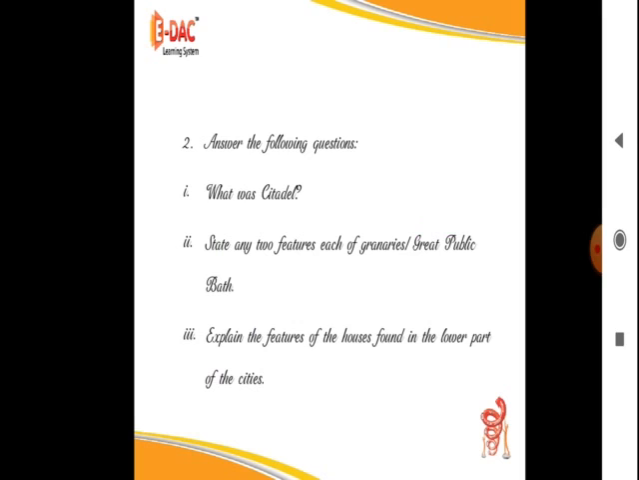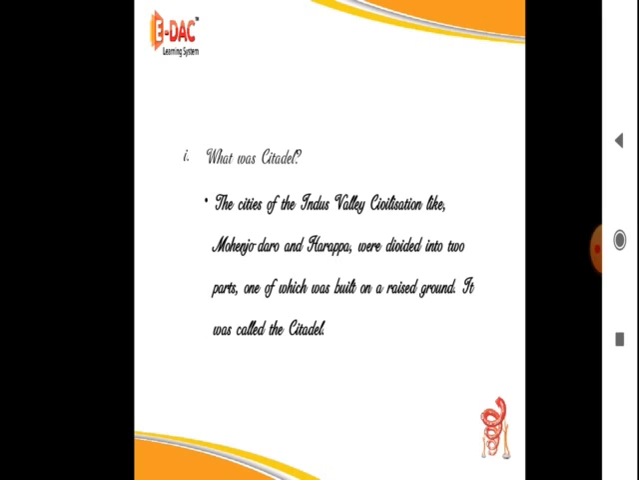What was the citadel? State any two features of granaries and the great public bath. Explain the features of houses found in the lower part of the cities. So what is the citadel? The answer is given below. You can just go through that.